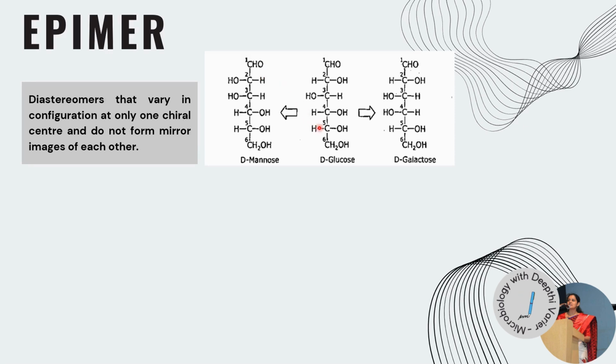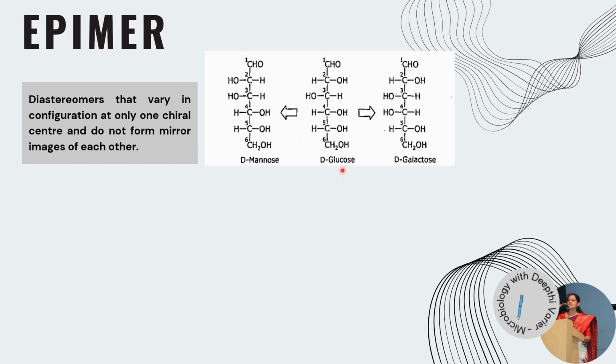Or in other words, glucose and galactose are C4 epimers of each other. Why is that? Because they differ only and only at the C4 carbon. So one thing for you to remember is that epimers differ at just one chiral center in the entire molecule. That's why they are subtypes of diastereomers.